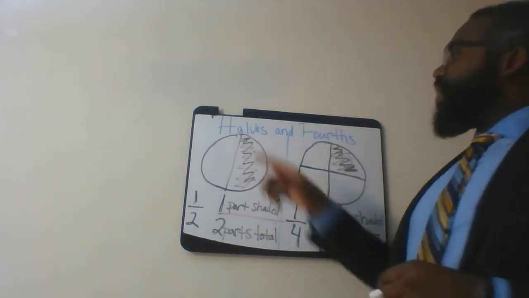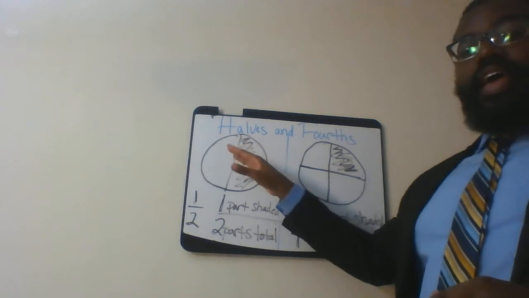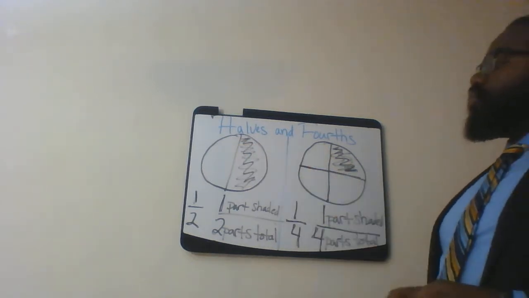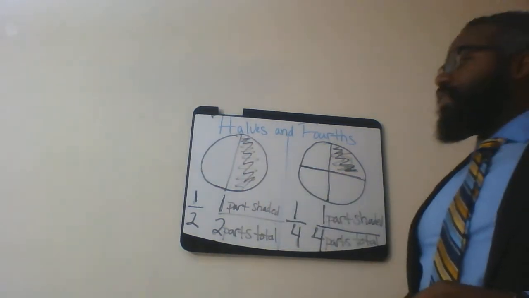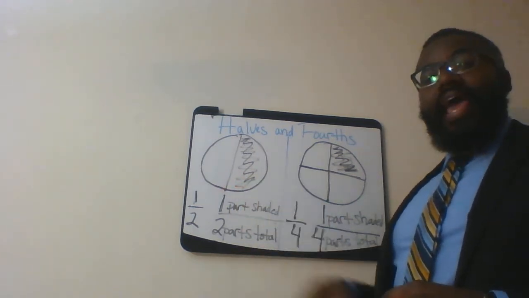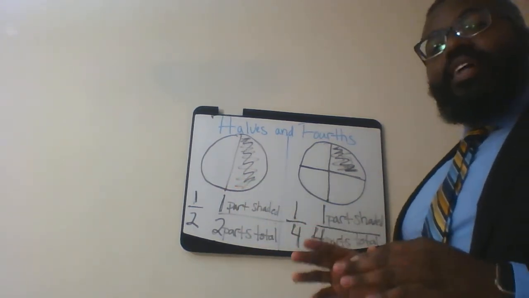We'll be going over halves and fourths. Notice we have two circles here. Let's get started in the first circle. This is called a half. And let's break down why it is called one half.